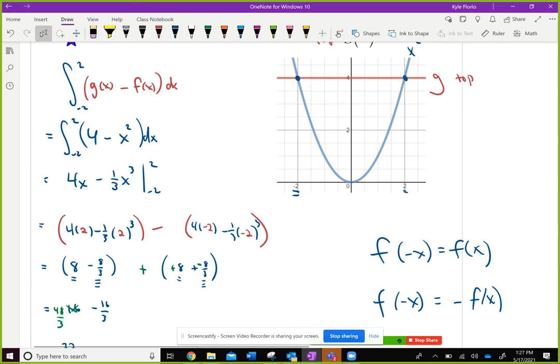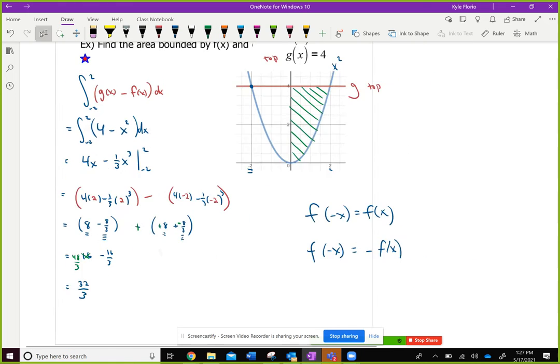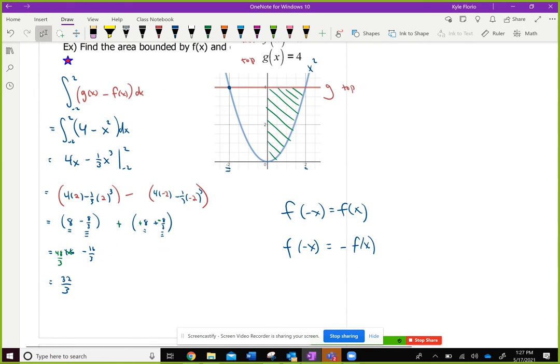So what Ollie said is this. I originally asked you to find this area. And he said, well, can't we just find this area and double it? Does that seem doable? You absolutely could. The only thing that would change now is that we would be going from 0 to 2, and we'd have to double it, right?